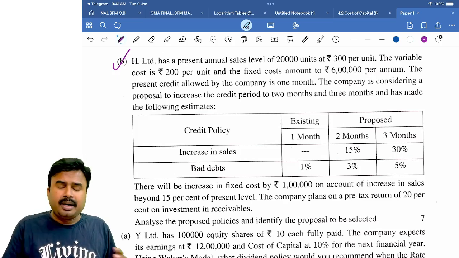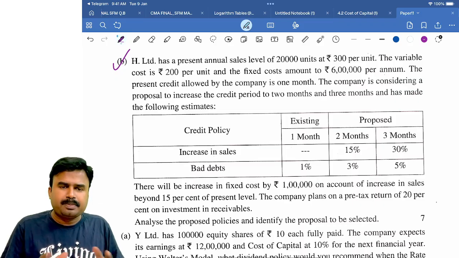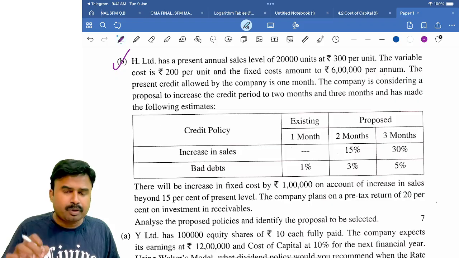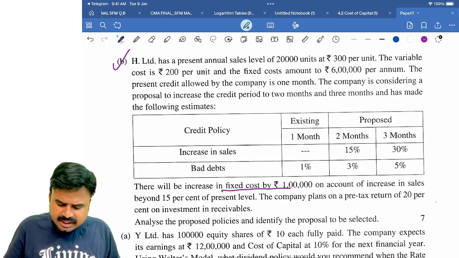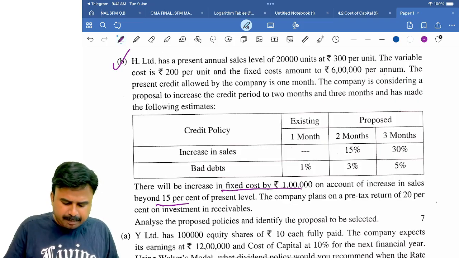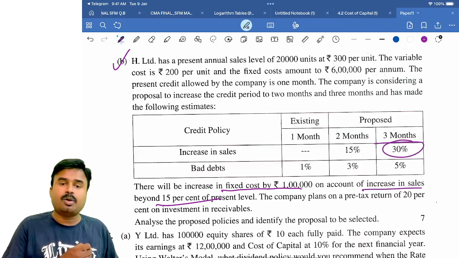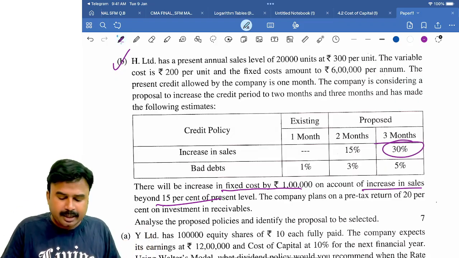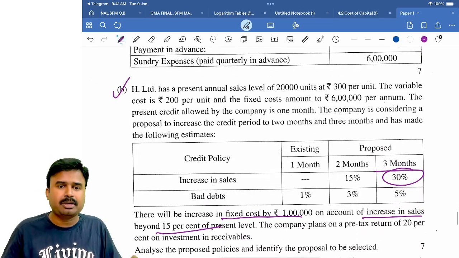So suddenly they ask you to prepare this evaluation of alternative credit policy statement. That's a very simple question, but one tricky point is given here. That is, considering this additional fixed cost when your sales increases by more than 15%, applicable for the 3 months credit policy. If you can consider such additional fixed cost for the 3 months credit policy, then this question is so easy. Okay, so this is from debtors management, or receivables management.